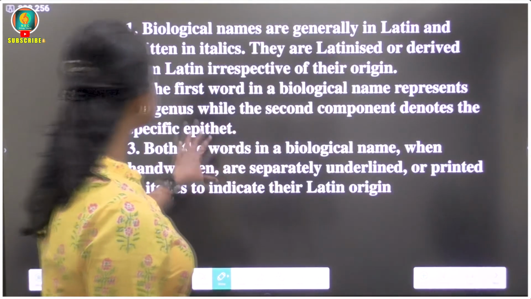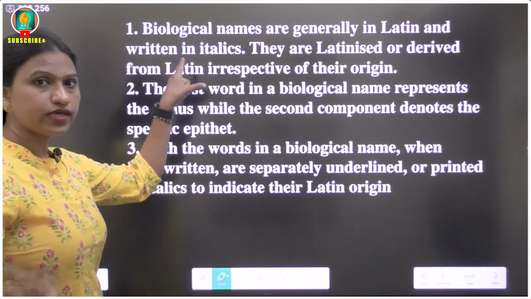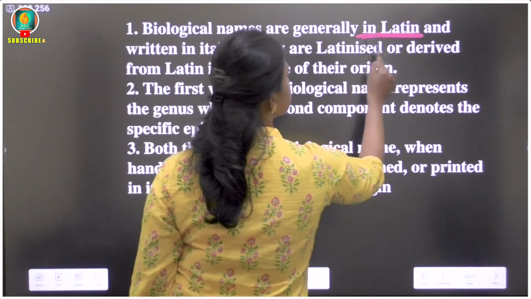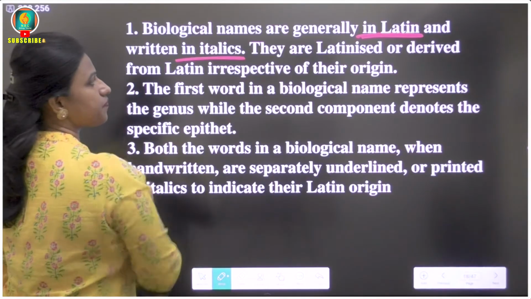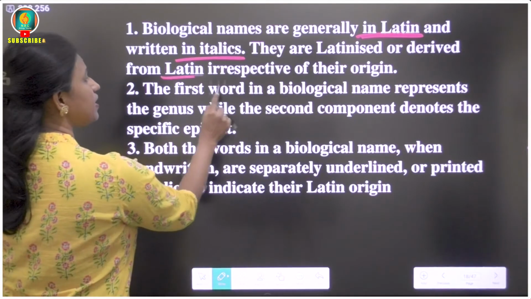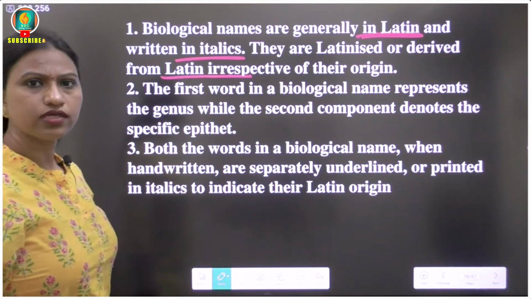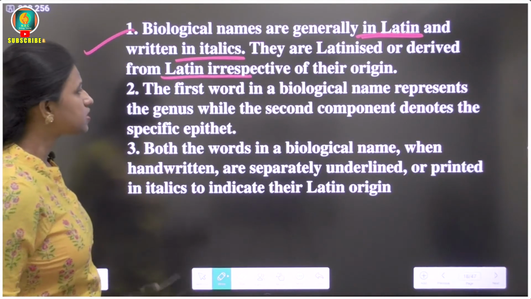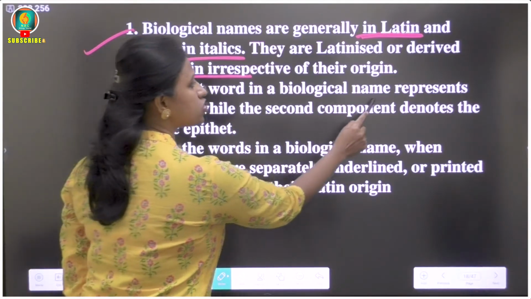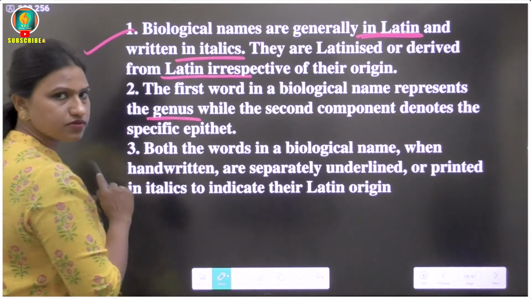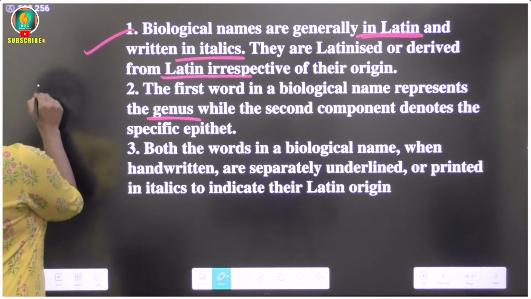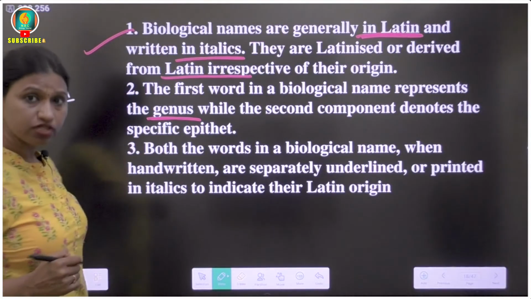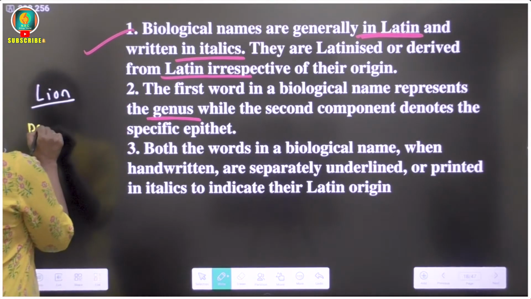So what are all the points given in NCERT? The same points I have just explained. Biological names are generally in Latin and written in italics. They are Latinized, derived from Latin irrespective of their origin, whichever it is, but they should be Latinized. That is the first point. The second point says the first word in a biological name represents the genus. Correct. If I have to keep the scientific name for the lion, I can call it Panthera leo.